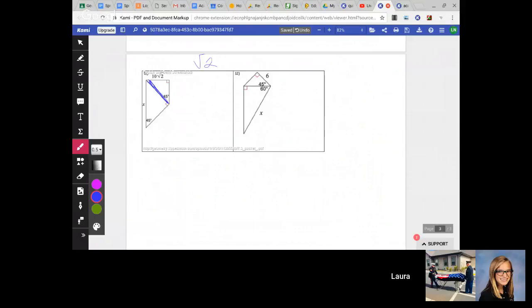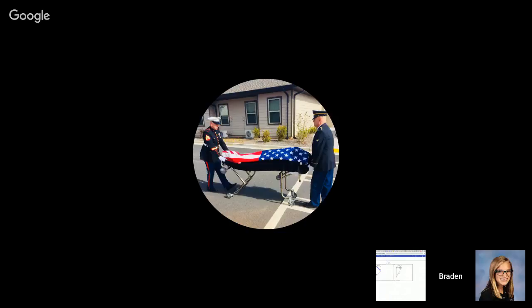Is 10 root 2 a leg or the hypotenuse in that top triangle? I say long leg. It is a leg. When you have a 45, 45, 90, both legs are the same, so you don't have to specify short or long. It's okay, I just want you to realize that. Put congruent marks on those two legs to make sure.